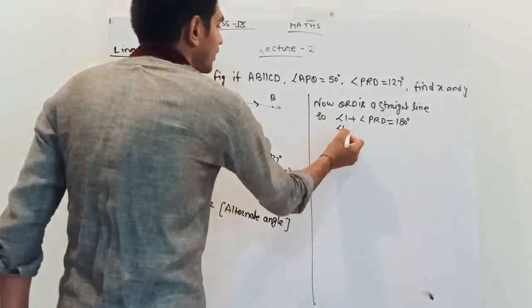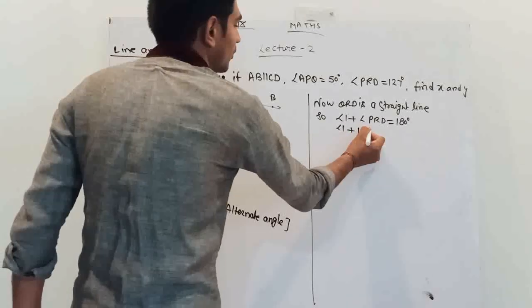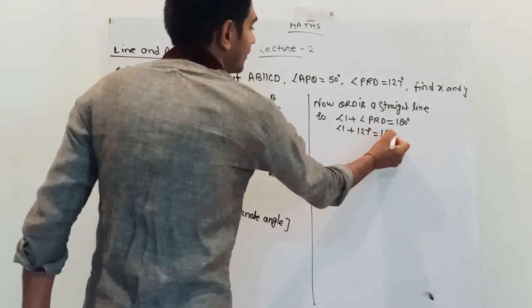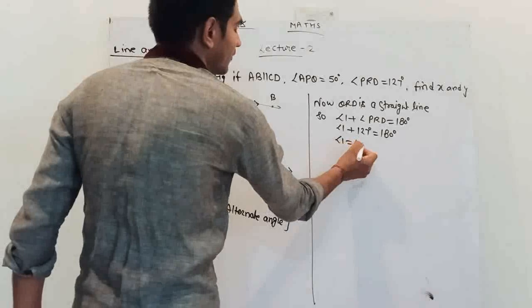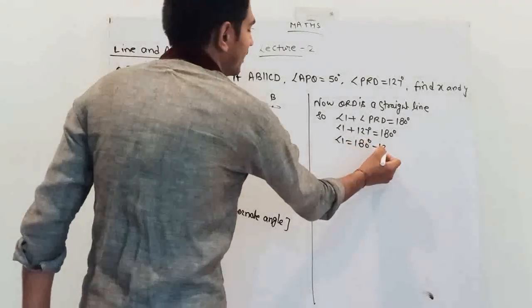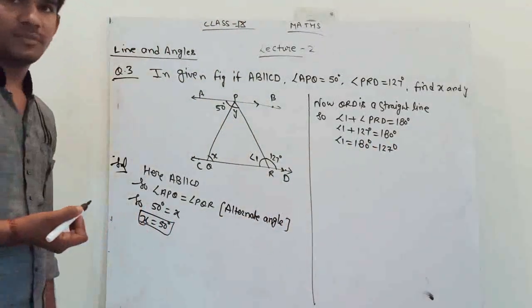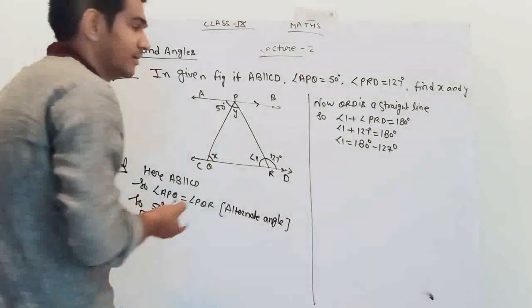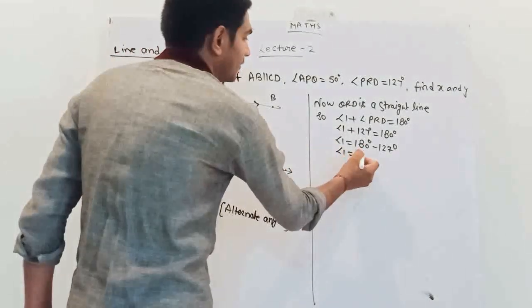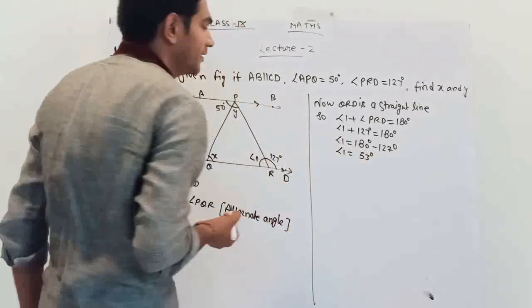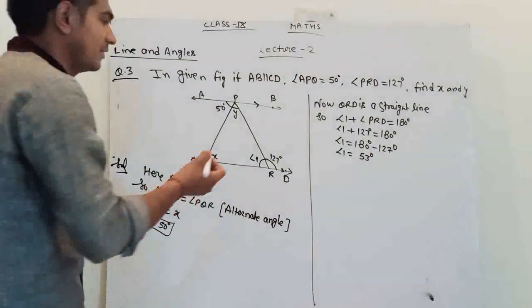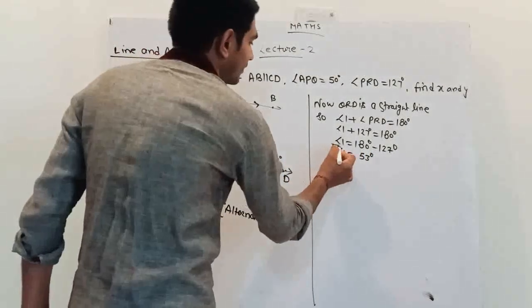Angle 1 ki value calculate karo. Angle 1 plus 127 is equal to 180. So angle 1 value is 180 minus 127. That will come, angle 1 is 53 degrees. Understand? So the value of angle 1 is 53 degrees.